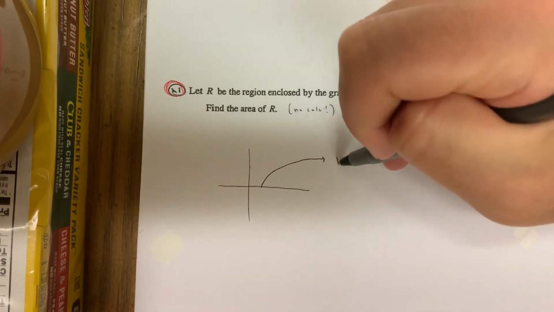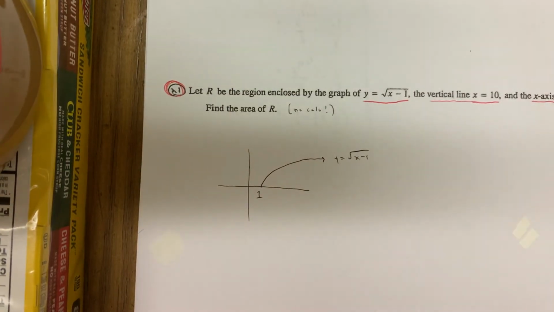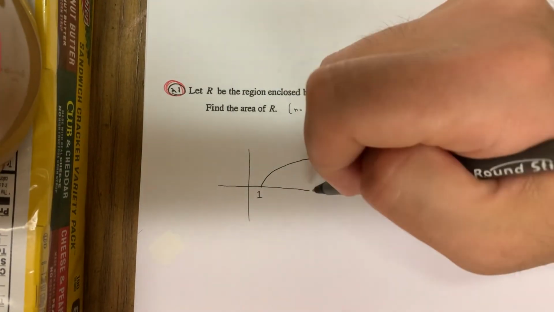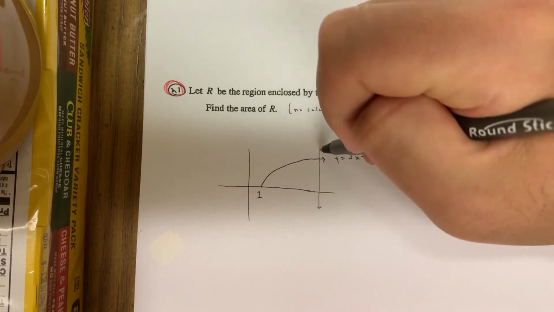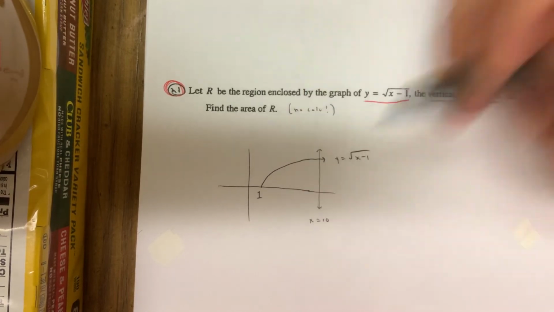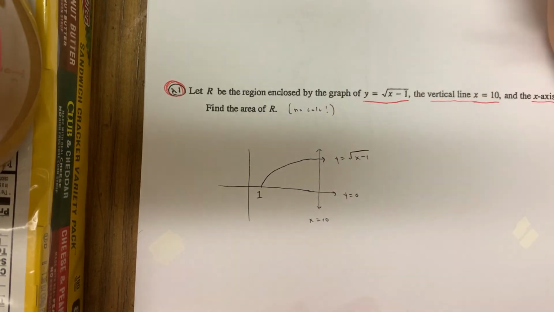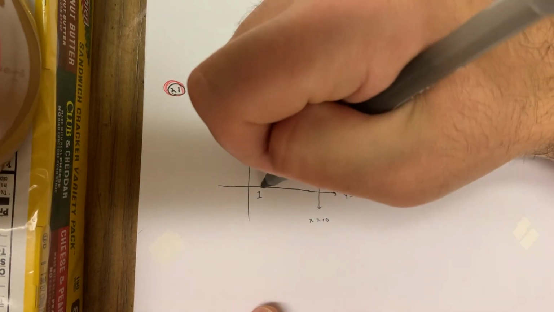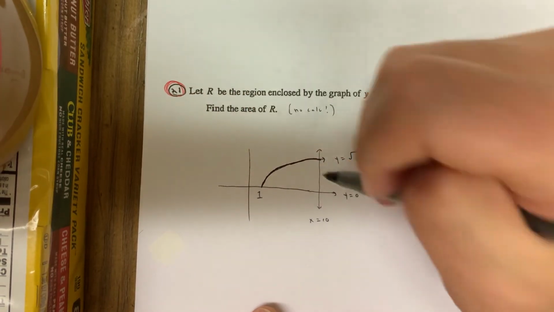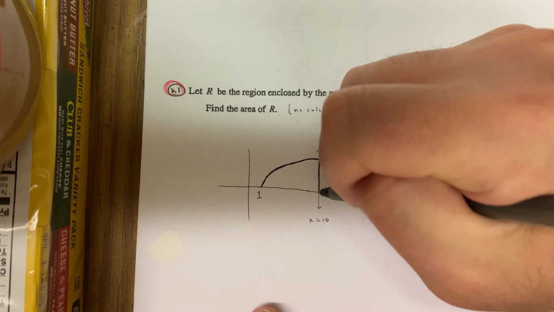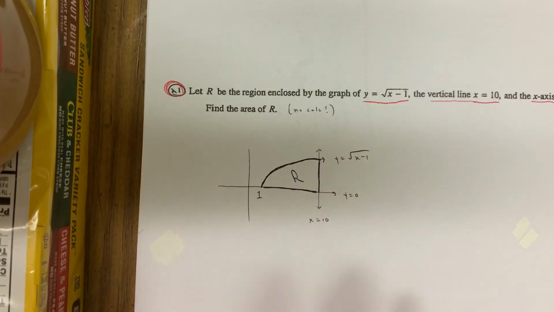So here's y equals square root of the quantity x minus 1. This is an x value of 1 right there. The vertical line x equals 10: you go all the way out to an x value of 10 and draw that vertical line through it. There's x equals 10. Don't forget, they also said the good old x-axis. That would be y equals 0 right here. So where's my region? He's bounded by this function, also this vertical line, and also the x-axis. So there he is right there.